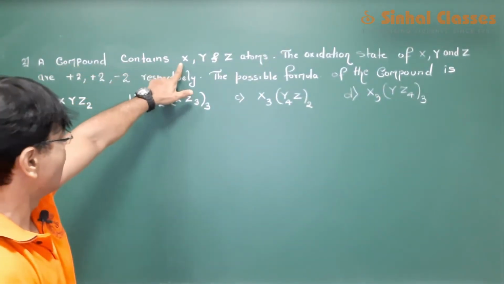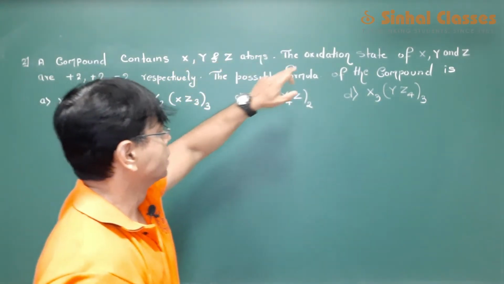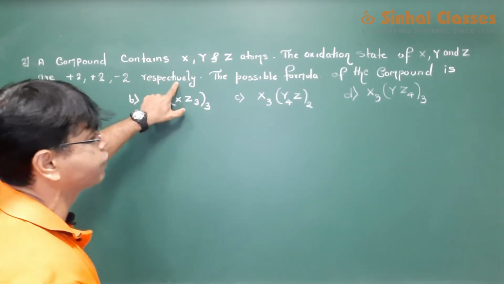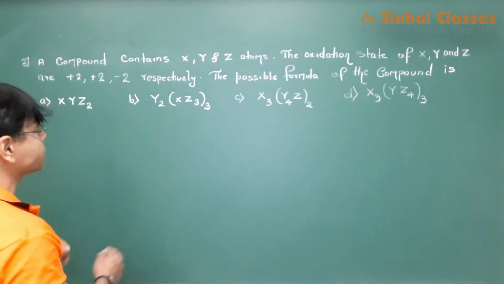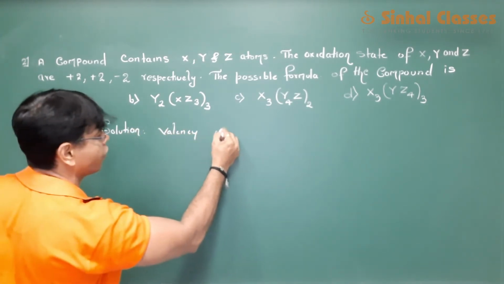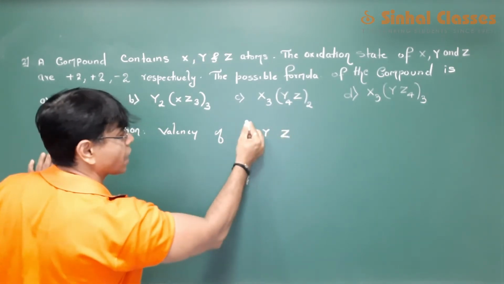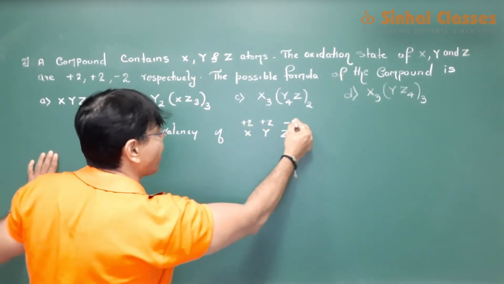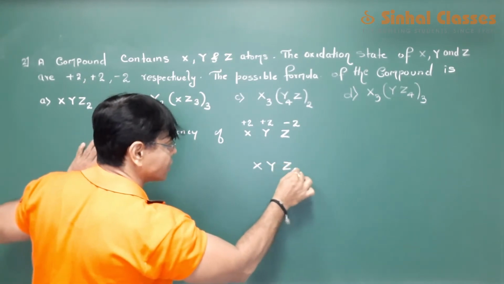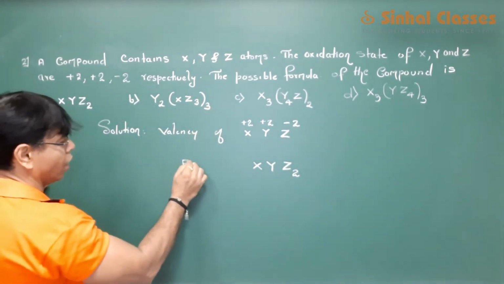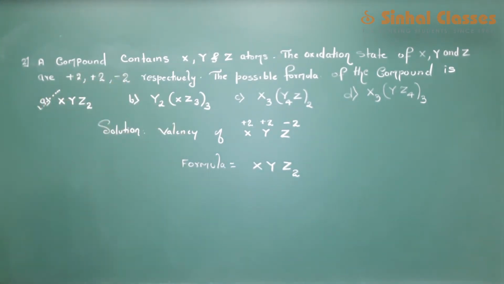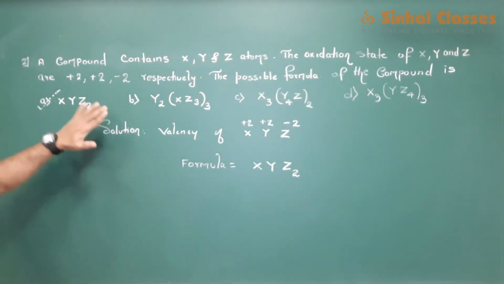A compound contains X, Y, Z atoms. The oxidation states of X, Y, Z are +2, +2, -2 respectively. The possible formula of the compound is, very simple question. Now in this case, the valencies of X, Y, Z are given as +2, +2 and -2. Looking at this, you can straight away get the answer. So the possible formula for the compound is XYZ2. Very simple. So the answer for this question is A.